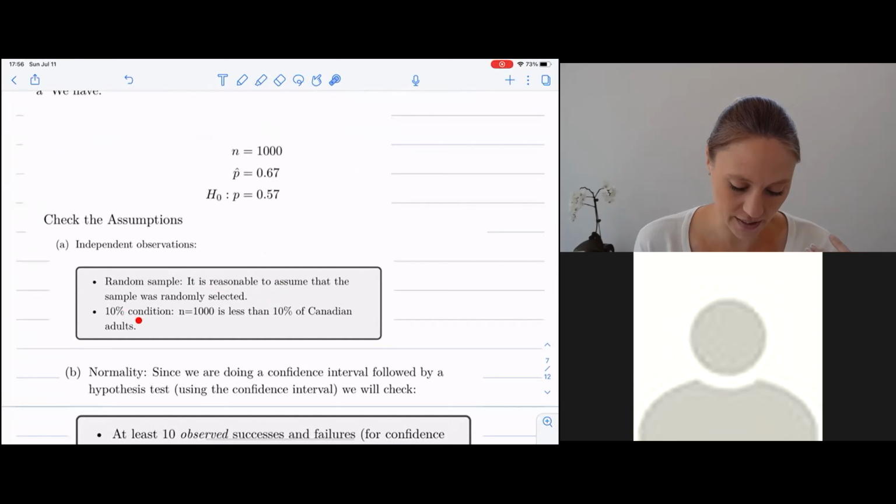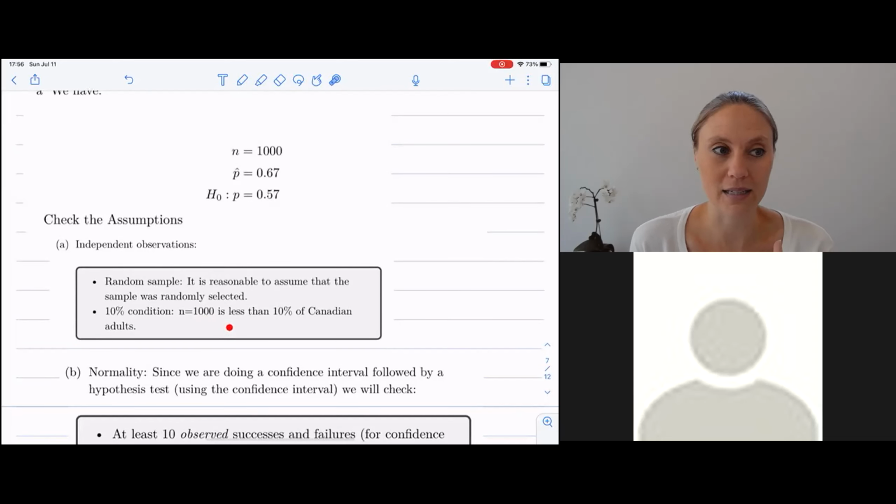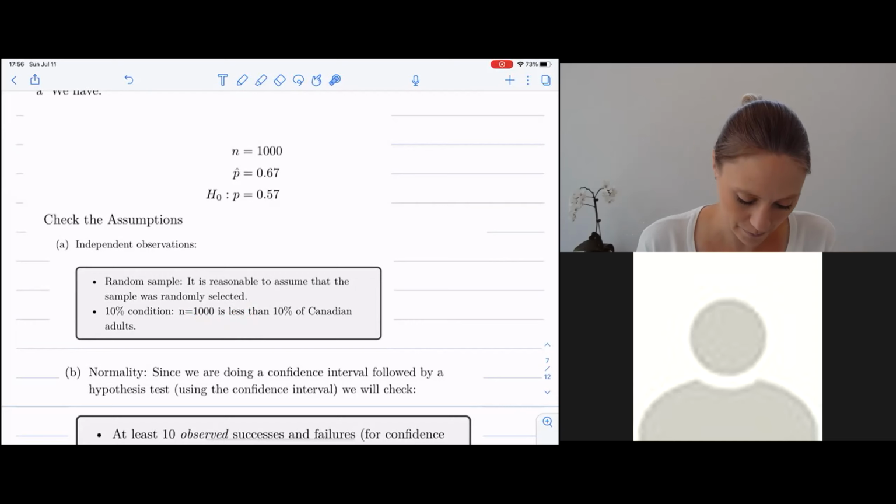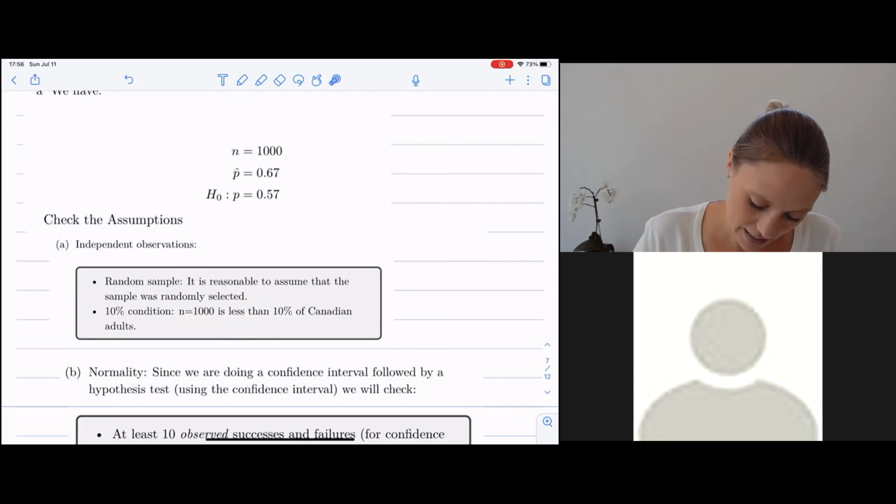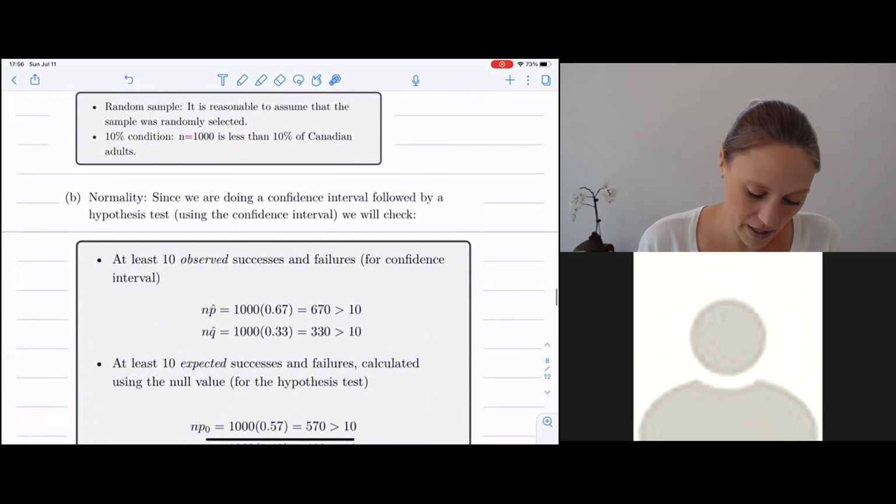The 10% condition: a sample size of 1,000 is less than 10% of Canadian adults. I can guarantee you that. Sometimes you have to kind of know about the population, and sometimes we just say that we assume that it is, okay? So then we can move on to the normality condition.